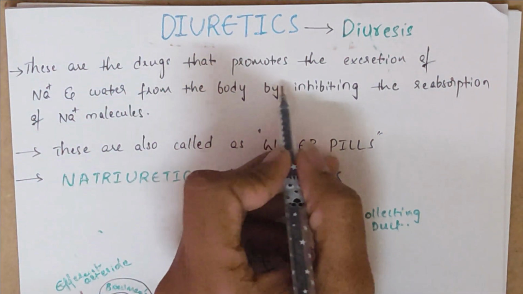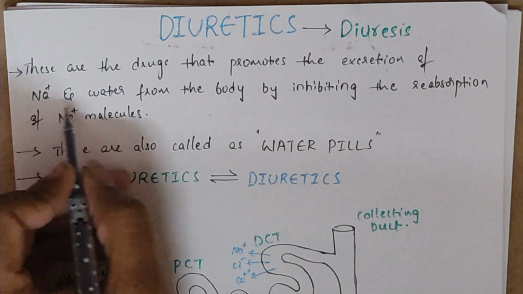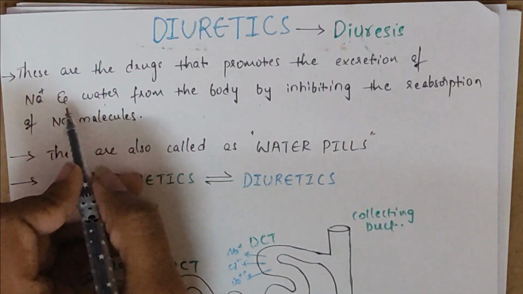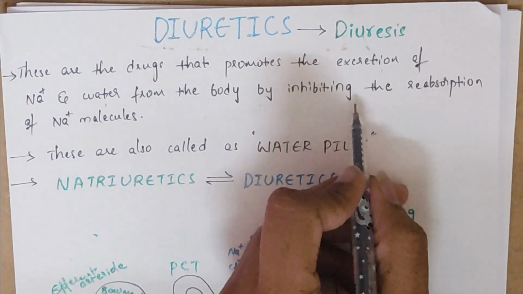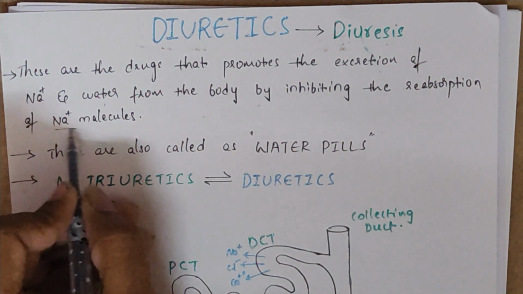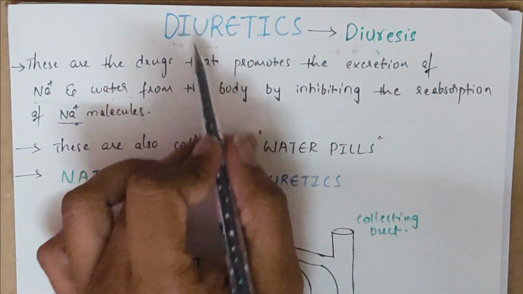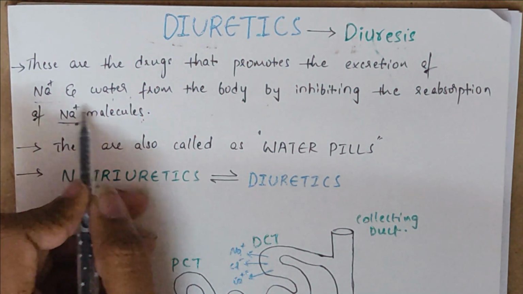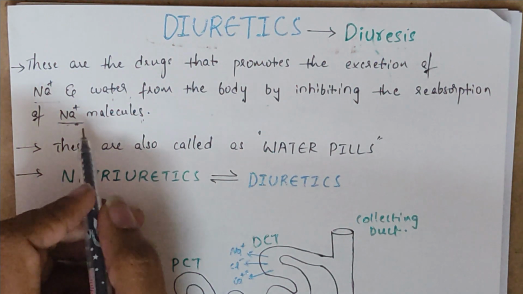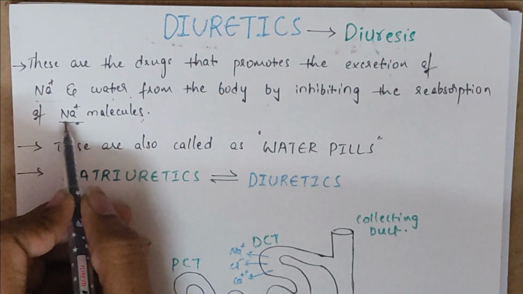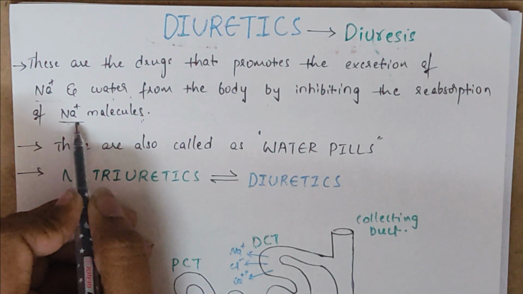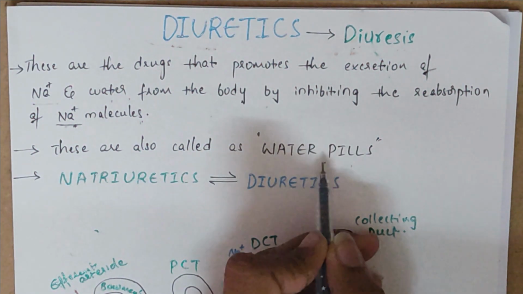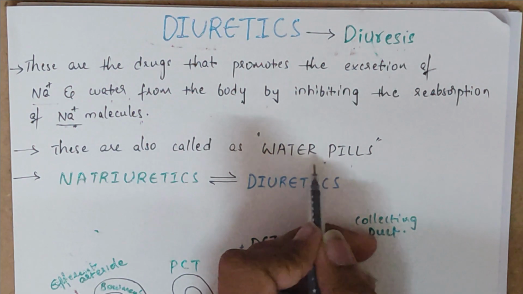Diuretics are the drugs that promote the excretion of sodium and water from the body, or increase the net loss of sodium and water from the body by inhibiting reabsorption of sodium molecules. These drugs inhibit the reabsorption of sodium molecules, so the sodium is excreted in urine. As we know, water will follow the sodium molecules, so more water appears in the urine. These are also called water pills because diuretics promote excess water loss in urine.